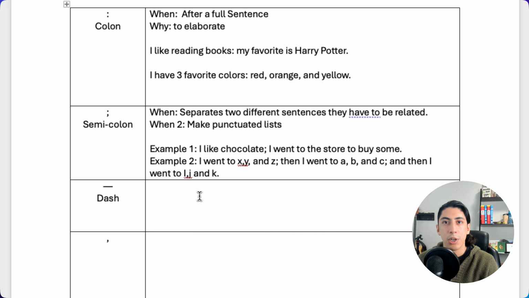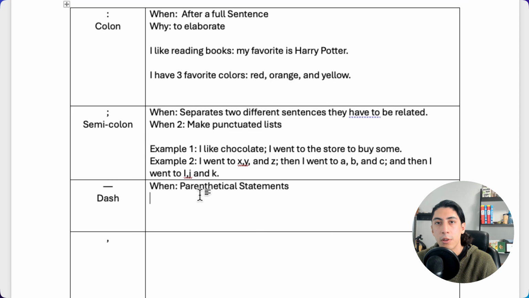Next is our dash. Now our dash is interesting. It has 2 uses, but you'll often only be tested on one of them, but you will see the other one being used within the reading. So the first and most common situation you'll see is for parenthetical statements. That's when you add extra information about something you're talking about, but it's not necessary for the sentence.